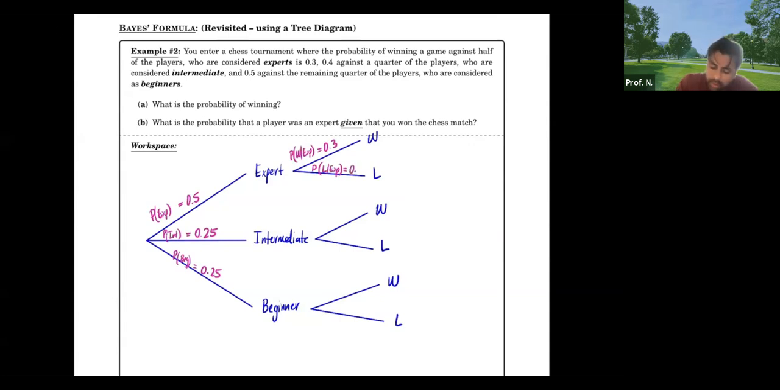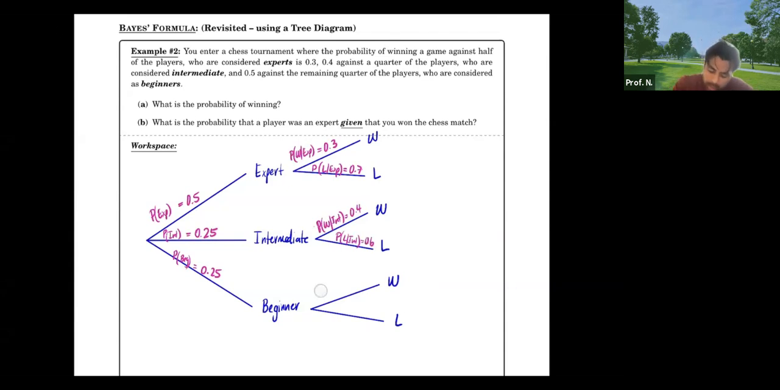Exactly, that's right. It's going to be 1 minus 0.3. Do you see that? And then intermediate: what's the probability of me winning given that it's intermediate? Well, it tells me I have a 0.4 chance. What's the probability of me losing? 0.6 chance, right, of probability.